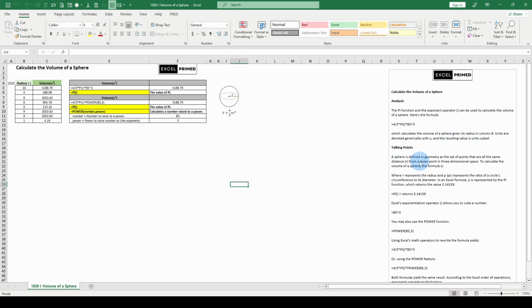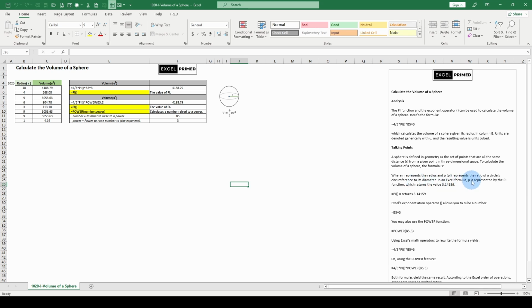A sphere is defined in geometry as the set of points that are all the same distance r from a given point in three-dimensional space. To calculate the volume of a sphere, the formula is up here, where r represents the radius and pi represents the ratio of a circle's circumference to its diameter.